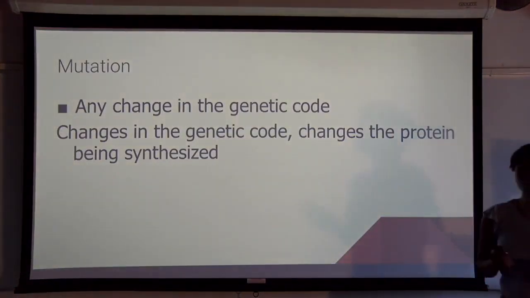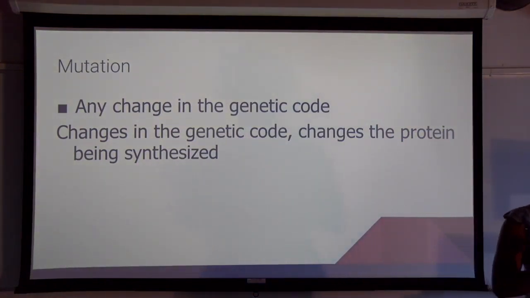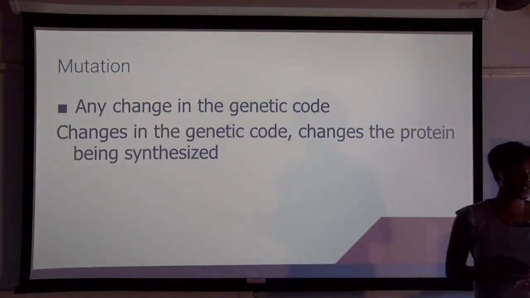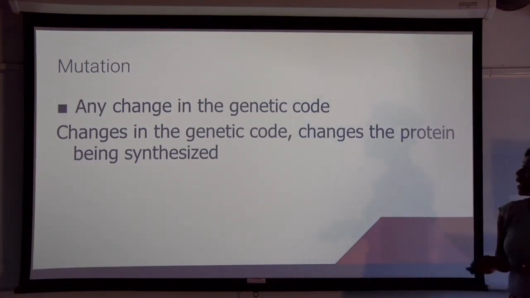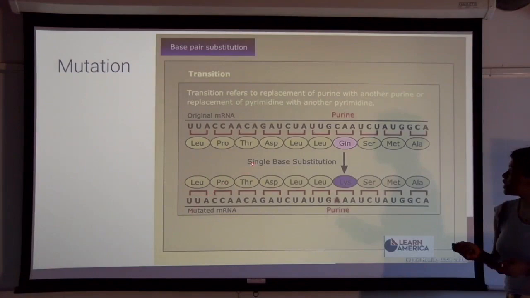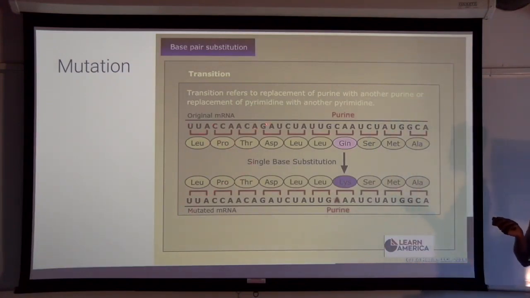All right. So if there's any change in that sequence or that message, it's referred to as a mutation. Any change in the code. And let's take a look at that. For example, here's our messenger RNA strand. And so you determine the amino acid based on every 3 bases, every codon. And let's take a look where we have, here's the code. CAA codes for this particular amino acid.